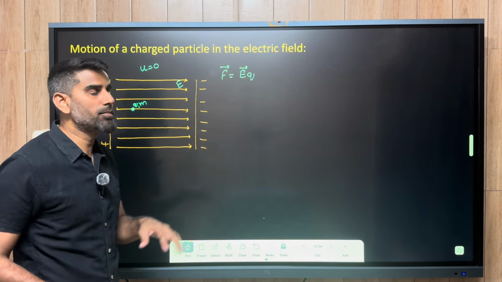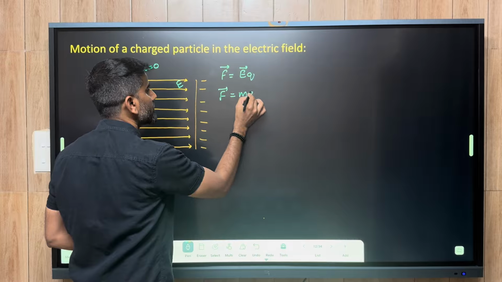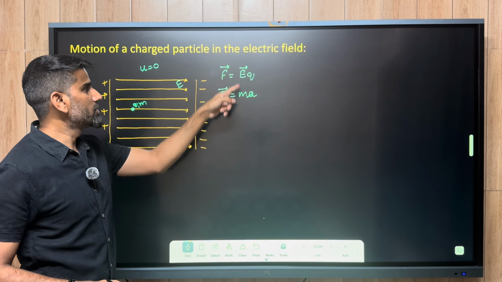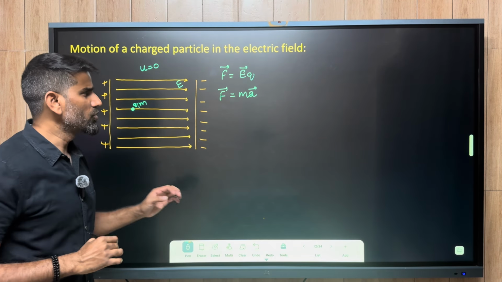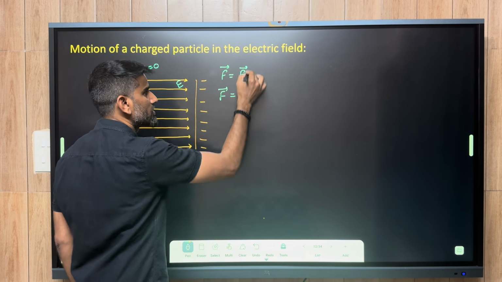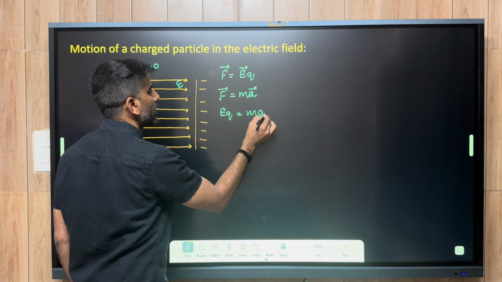As there is acceleration, there will be force. This force can also be expressed as ma according to Newton's second law. Now I can equate these two equations. Acceleration is a vector quantity, so I'm going to consider the magnitudes only. If I equate these two relations, EQ is equal to MA.